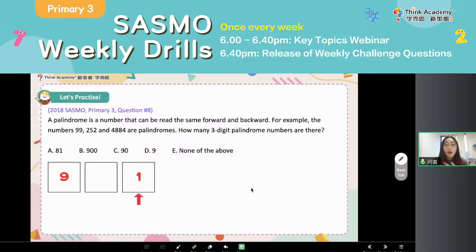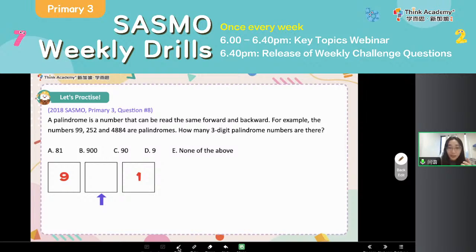Okay, then following this, what about the middle one? How many choices can we put for the tens digit? How many choices are there for the tens digit place? How many? Have a try. This one is a bit tricky. Some students say 9. Is it 9? No, it is not 9. Think about it.